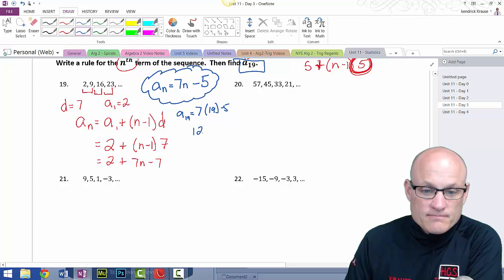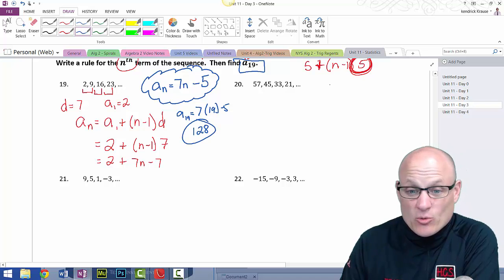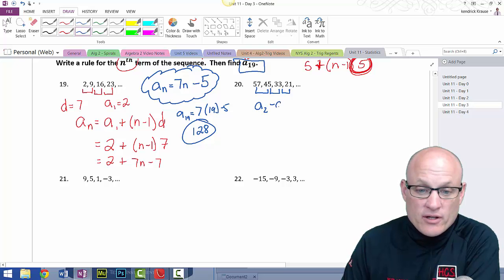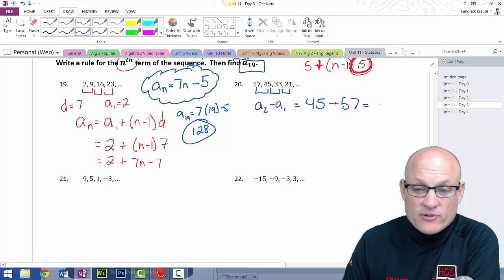128. So this stuff's not difficult. We're looking for a common difference here. Common difference, 8. But remember, to find it, you take the second term, a sub 2, and you subtract off a sub 1. In this case, that's 45 minus 57. So my common difference is really negative 8, because I'm coming down by 8 every time.